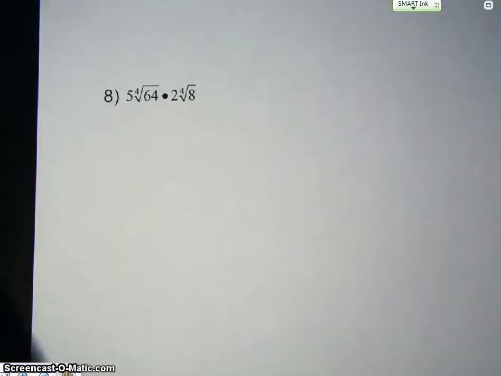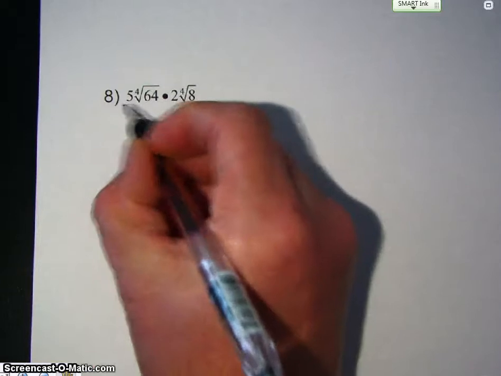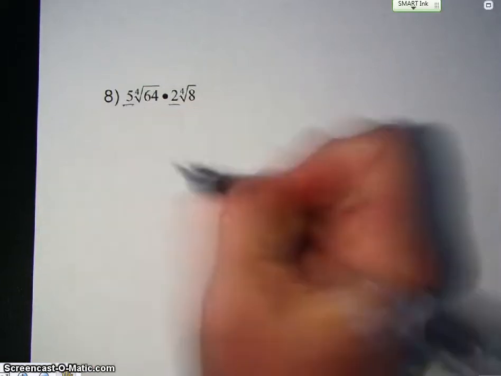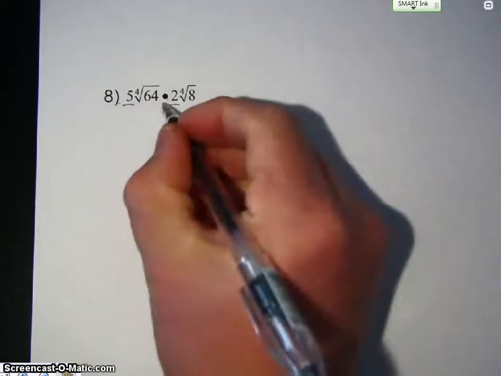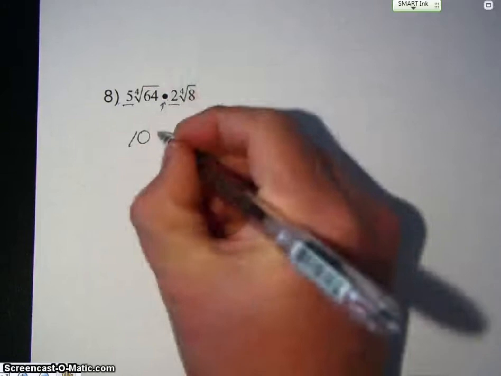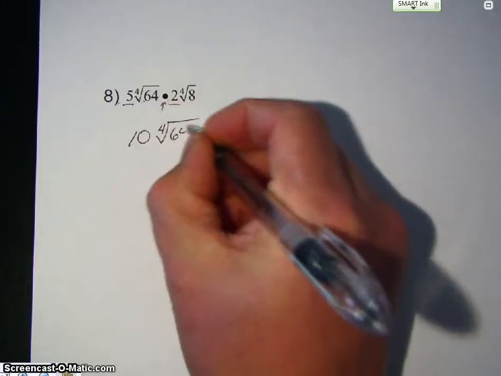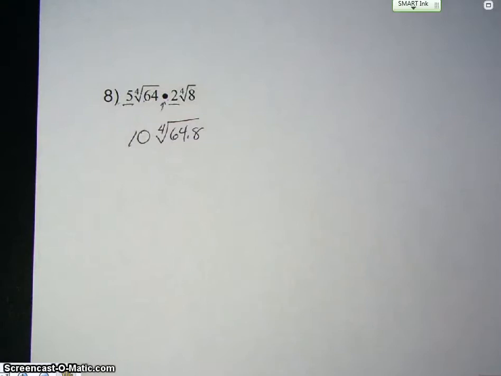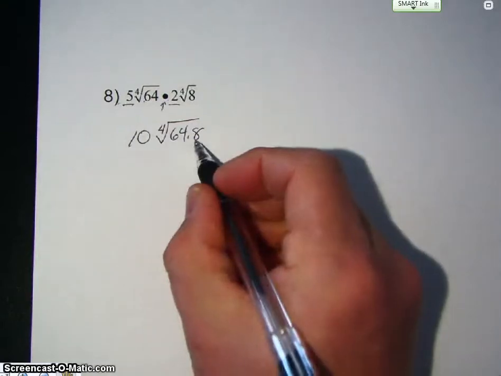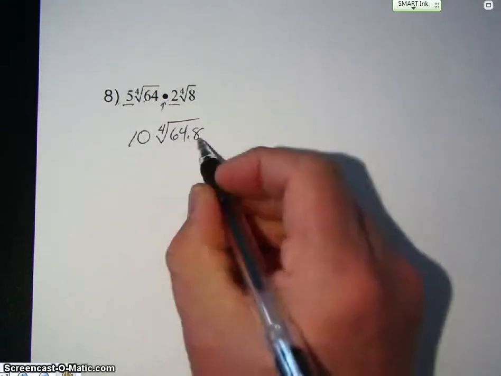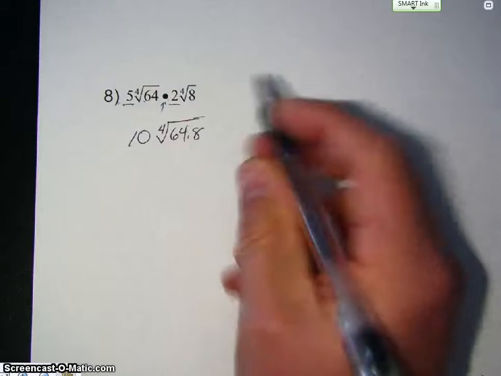All right. Numbers on the outside, that means I can multiply those together, so that's 10. Both of these have the 4th root, so I can write 4th root 64 times 8. I don't want to multiply this and then try to refactor. I'm just going to keep it like this and factor both of these into prime numbers.